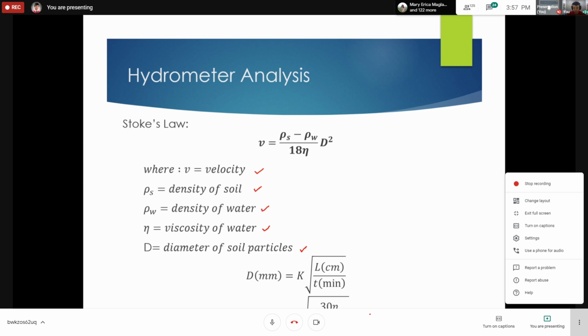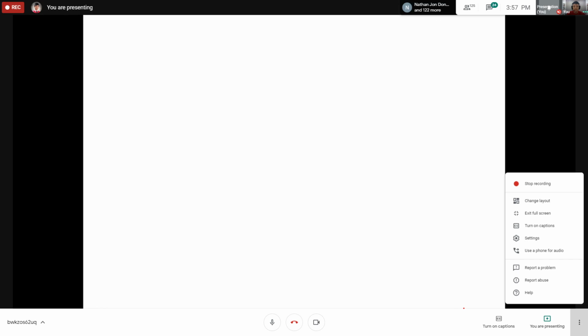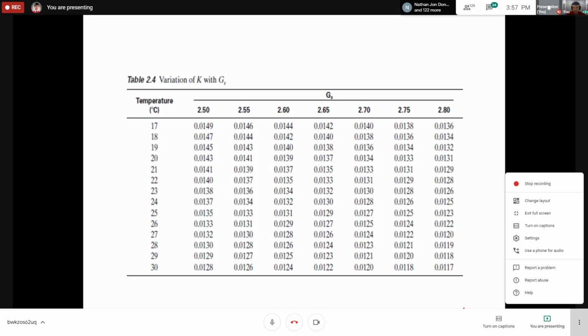And for the duration of the experiment, you keep recording the length on your hydrometer and the particular time at which you read the hydrometer. So this one is given, this one is given, this one is given, and this one can be solved using this formula, right? And your D is determined using this formula also. Okay? So these are the different variations of your K with respect to the specific gravity.